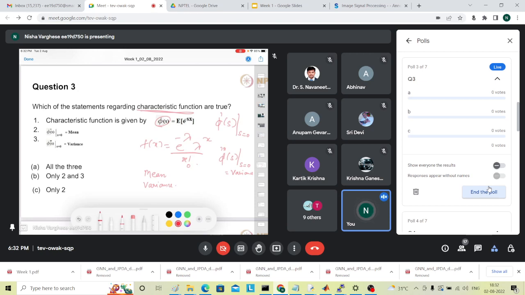The characteristic function is used to represent a particular distribution completely. If we know the characteristic function of a probability distribution, we can straight away find its mean and variance by finding its first derivative and second derivative. So that is the usage of the characteristic function, and it is very important in probability theory.